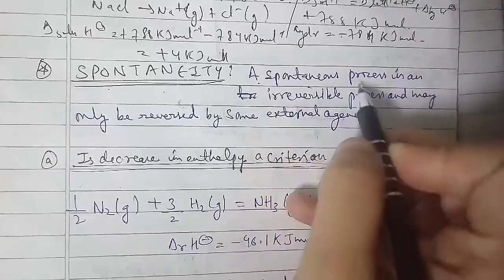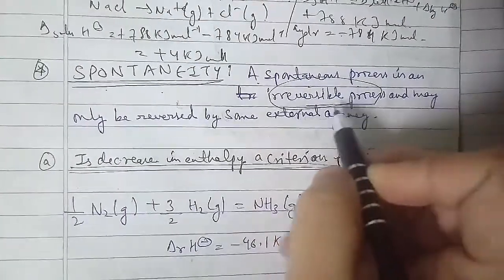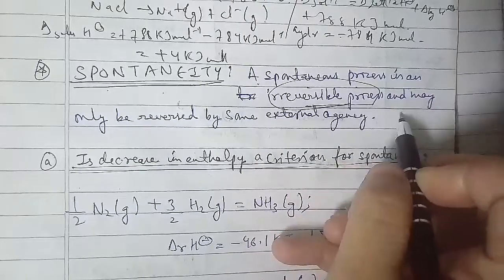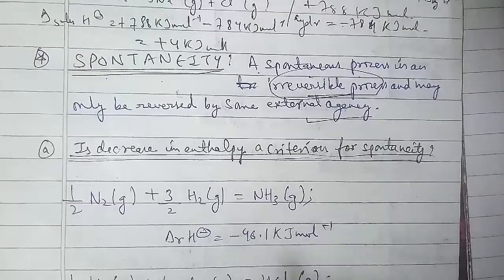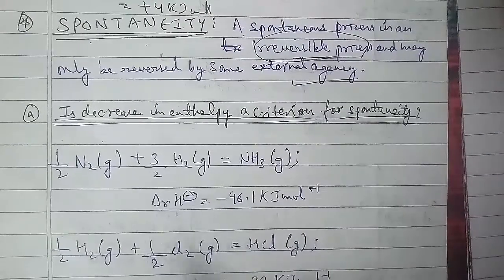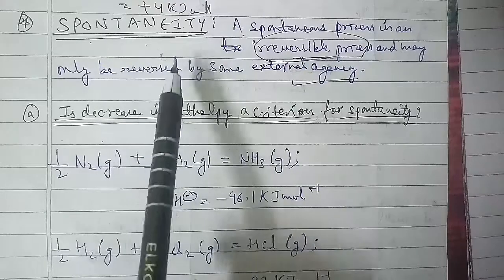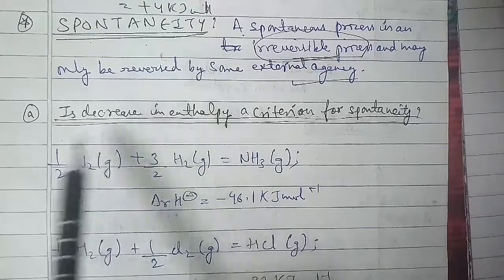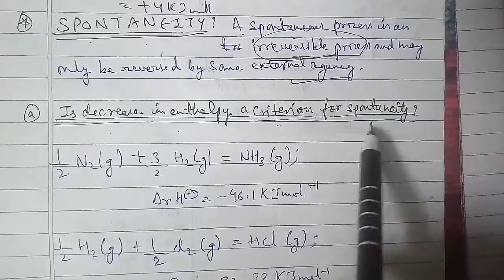That is, a chemical reaction has spontaneity in a given direction because a decrease in energy has taken place, as in the case of an exothermic reaction. For example, half N2 gas mixed with 3/2 H2 gas gives NH3, and the enthalpy for this spontaneous reaction is minus 46.1 kilojoule mole inverse.